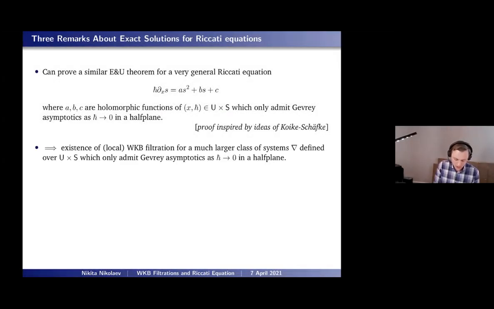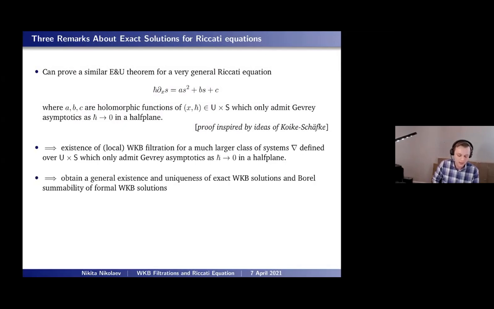Right. So the second remark, which is a consequence of this, is that I actually get these local WKB filtrations and therefore global piecewise WKB filtrations for a much larger class of systems, which are defined in these sectors to begin with. Again, you just need to restrict the asymptotic regularity involved.